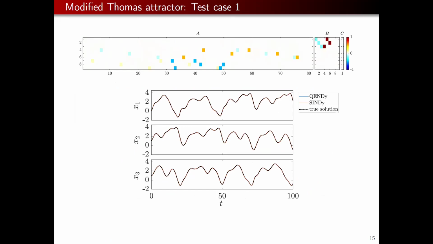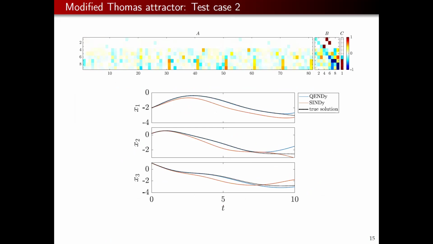If we consider the test case 2, where the dictionary does not contain enough basis functions to represent the dynamics in this quadratic framework, then you can see that the matrices are non-sparse.